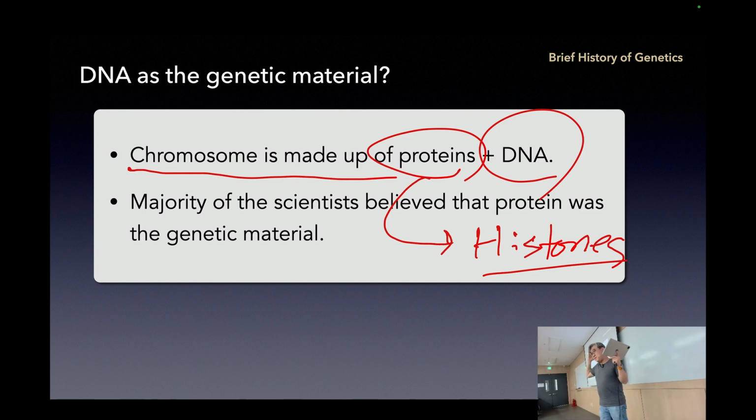Without any previous knowledge, if you were given this data, your chromosome consists of half protein and half DNA, which one do you think is the genetic material? And the other one is providing some structural support. Almost the vast majority of the scientists back then pointed to proteins. Why? Obviously, protein should be the genetic material. Why?